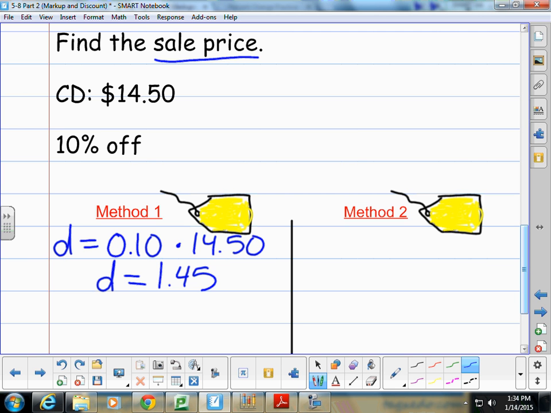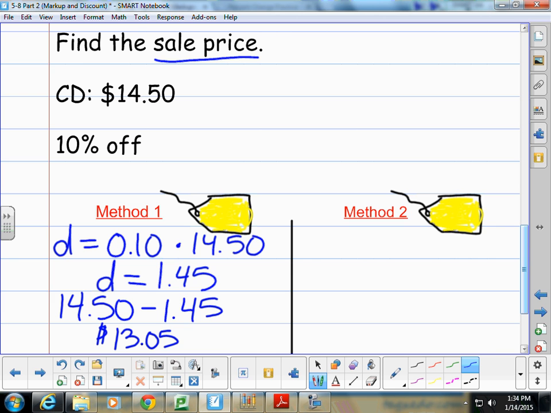Read directions. If it's not asking for discount, you have to keep going. So the cost of the CD minus the discount, and your CD should end up costing what? Give it a try on your own. Give it a try. It's going to end up costing $13.05. Don't let that fool you. And some people might do $13.50. We have another 45 cents.